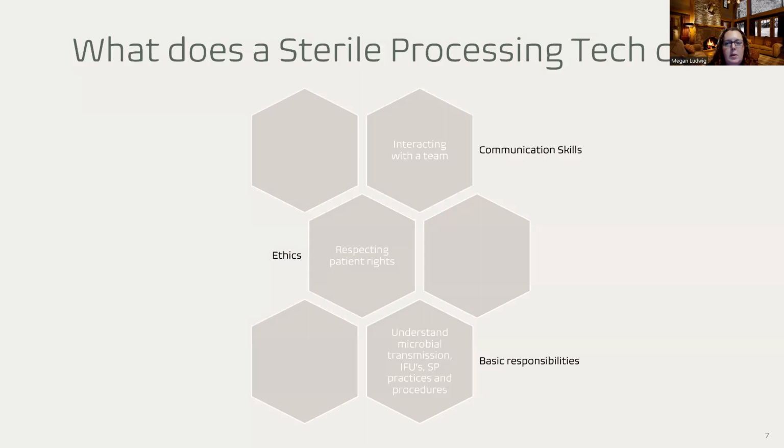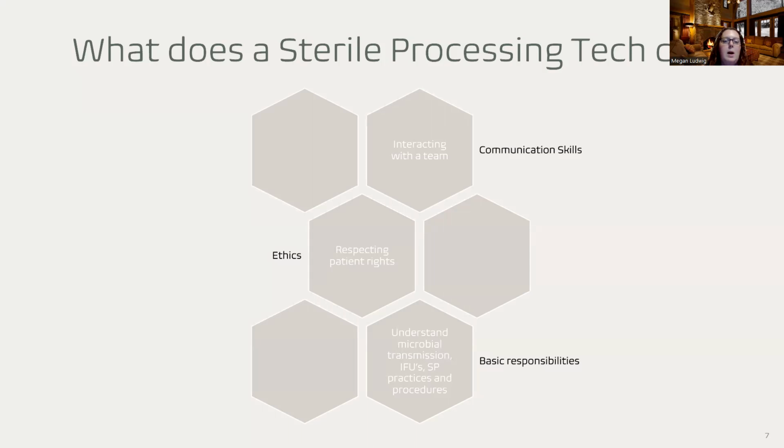So what does a sterile processing tech do? There are several things. This is very basic, okay? There's a lot of very minute details that the sterile processing tech will have to do to be good at their job, but you can kind of summarize it here in communication skills, because you do have to interact with a team. It's not just you.